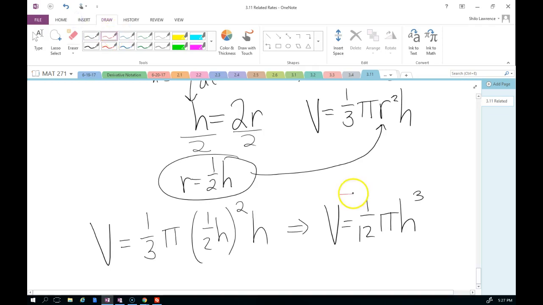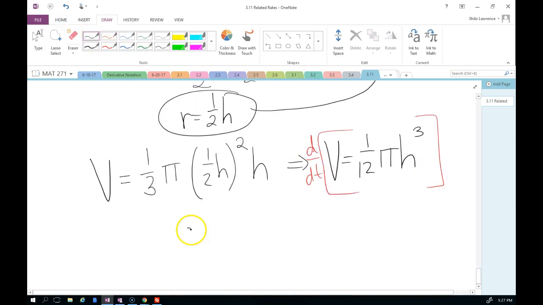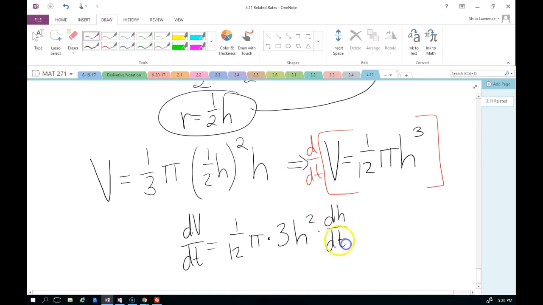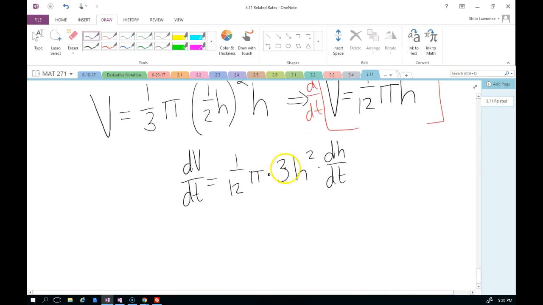And we will go through and differentiate everything with respect to t. And we get dV/dt equals, now 1/12 pi is just a coefficient. And we'll do the power rule on the h cubed. So we bring down the 3 and we get h squared. And then chain rule says we have to also do dh/dt. Now the 3 and the 12 can simplify to 1/4.